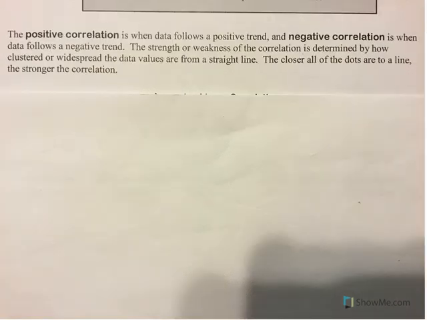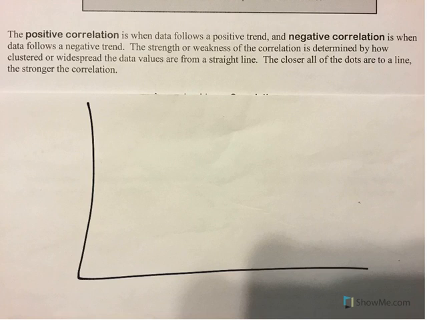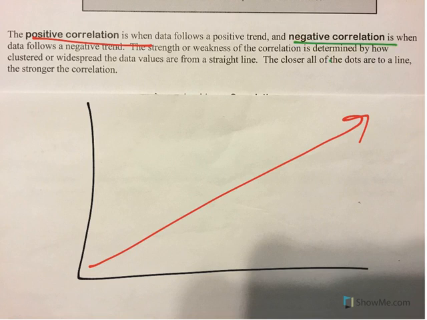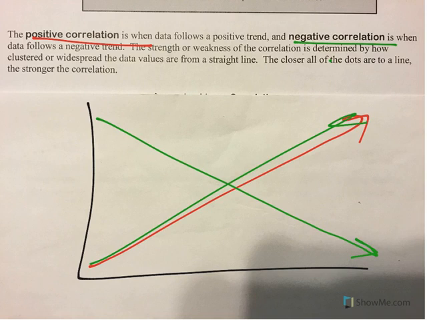So when we're talking about a positive correlation, if we think about a graph, a positive correlation is where the data follows a positive trend, and a negative correlation is where it follows a negative trend. So when you think about a scatter plot with a positive trend, well, then it's going to have a positive correlation. It simply means that as one thing increases, the other also increases.